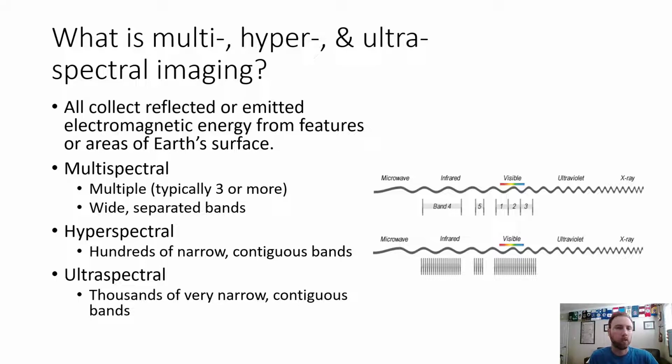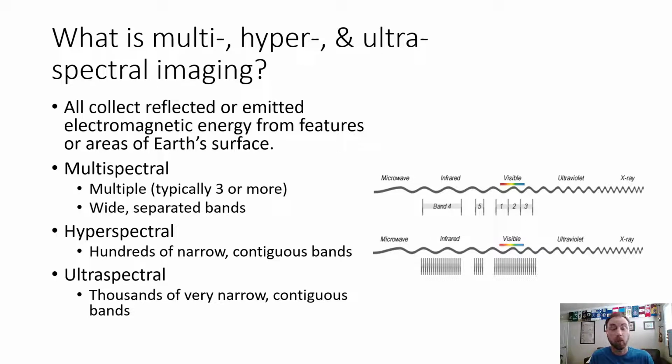Multispectral imagery is a collection of at least 3 channels, or 3 layers in this case, R, G, and B, red, green, blue, and they occupy wide, separated, or discrete bands along the electromagnetic spectrum. Hyperspectral, in contrast, is hundreds of narrow and contiguous bands. So the number of bands goes up by a factor of 100, and that increases the precision and the level of detail sensed by the sensors.